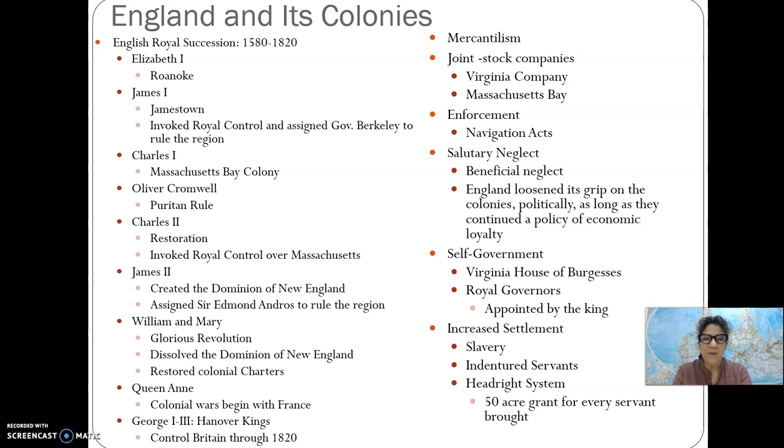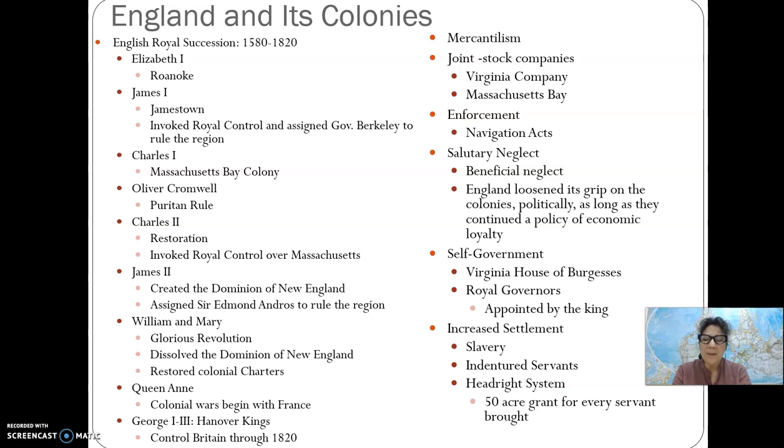That was the case with Governor Berkeley in Virginia. It came to be the case in New England with Sir Edmund Andros. After James II's reign in England ended in 1688 when he abdicated the throne during what was called the Glorious Revolution, William and Mary came to power.